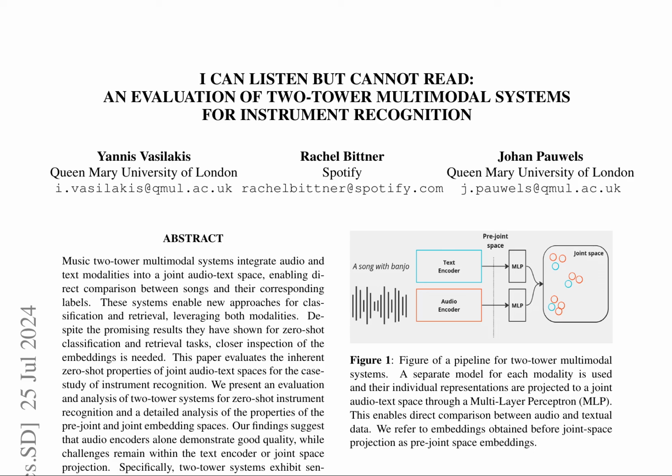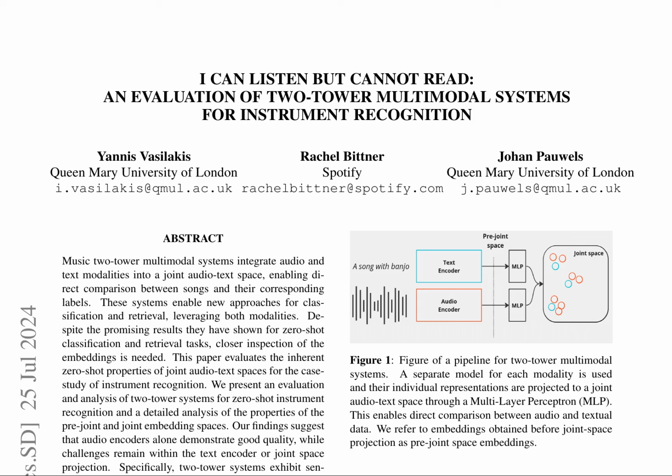This research evaluates the zero-shot capabilities of joint audio-text spaces for instrument recognition using two-tower multimodal systems. These systems integrate audio and text modalities into a joint space, enabling direct comparison between songs and their corresponding labels. Despite promising results, a closer inspection of the embeddings reveals that audio encoders alone demonstrate good quality, while challenges remain within the text encoder or joint space projection.